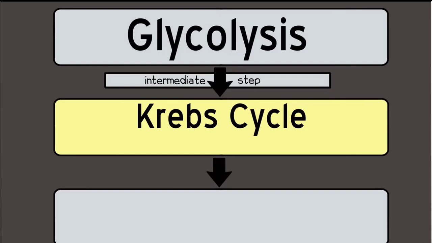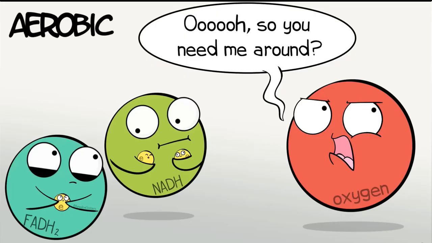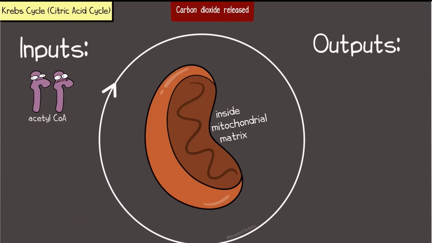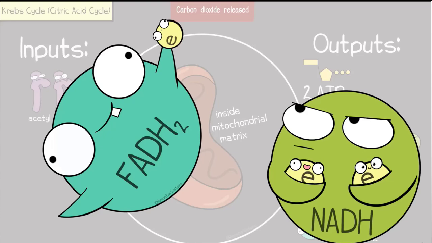Step 2, the Krebs cycle, also called the citric acid cycle, still in the mitochondrial matrix. The citric acid cycle is considered an aerobic process. While the cycle doesn't directly consume oxygen, some of the events in the cycle need oxygen to continue. To learn more about this intricate cycle where the 2 acetyl-CoA will enter, check out the further reading suggestions in the video details. Carbon dioxide is released. We also produce 2 ATP, 6 NADH, and 2 FADH. FADH is also a coenzyme, like NADH, and it will also assist in transferring electrons to make even more ATP.